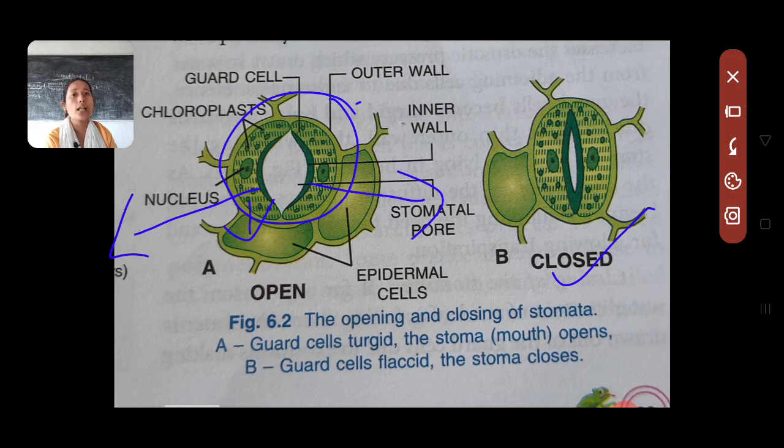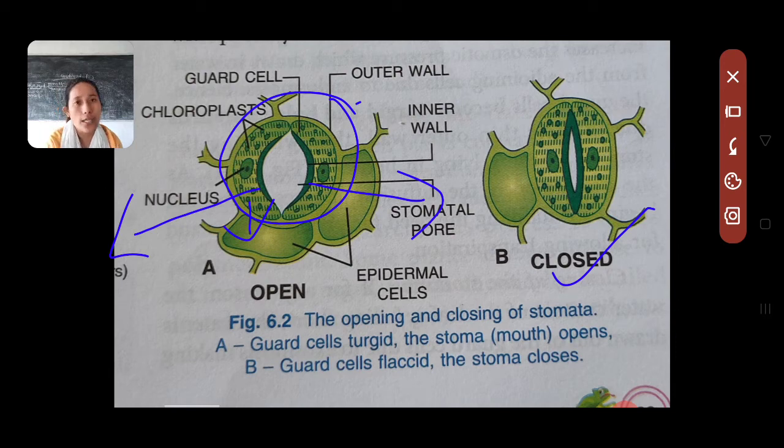I'll repeat it once again. Potassium ion theory, how does it work? During daytime, plants undergo photosynthesis. We are discussing this in regard to stomata. Since the guard cells of stomata consist of chloroplast, they undergo photosynthesis and produce glucose. Glucose is broken down to produce energy. Energy is utilized to take in potassium ions from nearby cells.